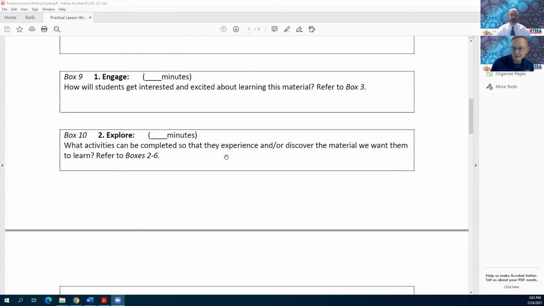This is where it's tough. This is the hardest section to write because we're so used to telling. We're going to bring them into the classroom and explain all this stuff to them. No, we're not going to do that. That doesn't work. They only remember 10% of what we say. So what activity can we come up with so that they experience or discover the material we want them to learn? Let me give you an example.